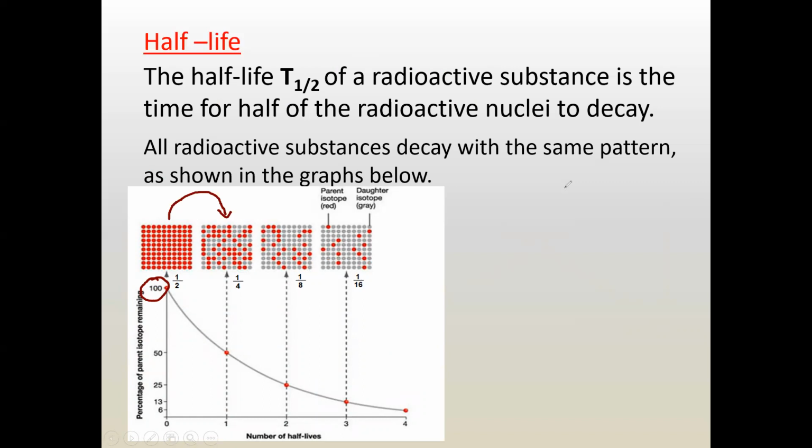What is half of 100? In the beginning we have 100 radioactive atoms, or you can say nuclei, which are unstable. Unstable means they tend to emit radiation.